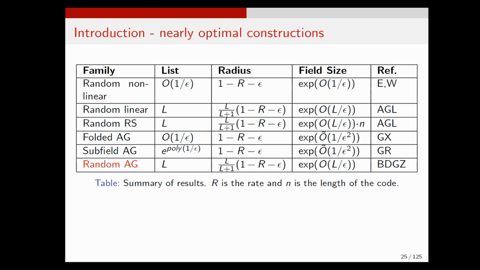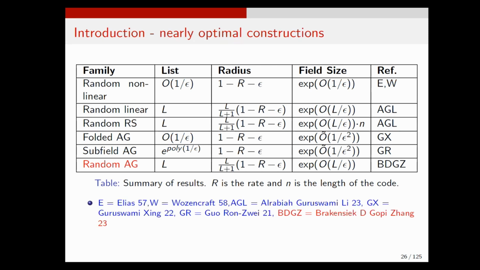What's the issue with random Reed-Solomon codes? Field size, and we also don't have an algorithm there. Even if you get an efficient algorithm for random Reed-Solomon codes, that still would be pretty good. One advantage of AG codes is that the field size is even smaller. Okay, so this is the summary of results.